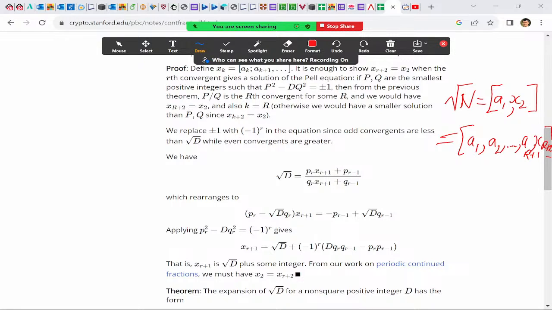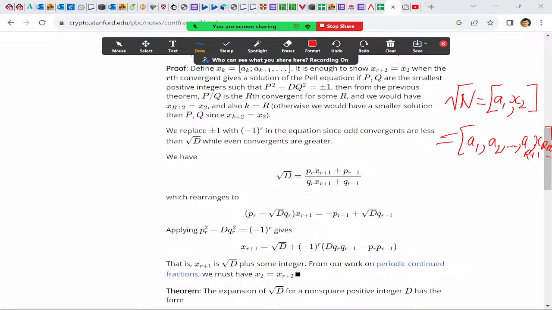Oh, X is the next value in the sequence. X represents the rest of the sequence. Oh, I think I know what they're saying. They're not saying R, they're saying R is just because K is the period, right?